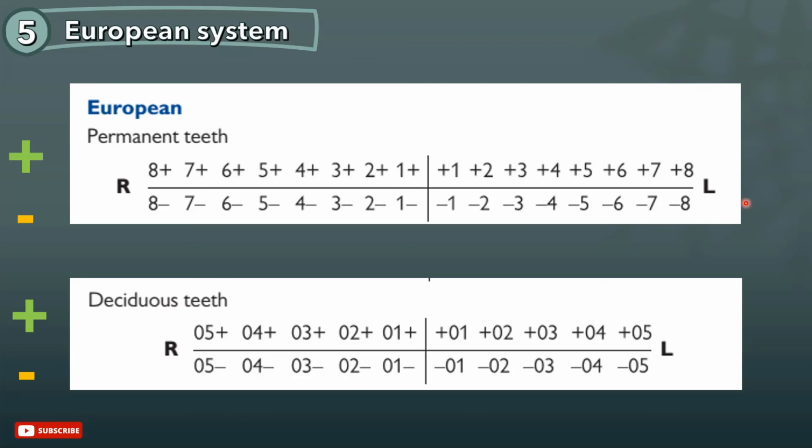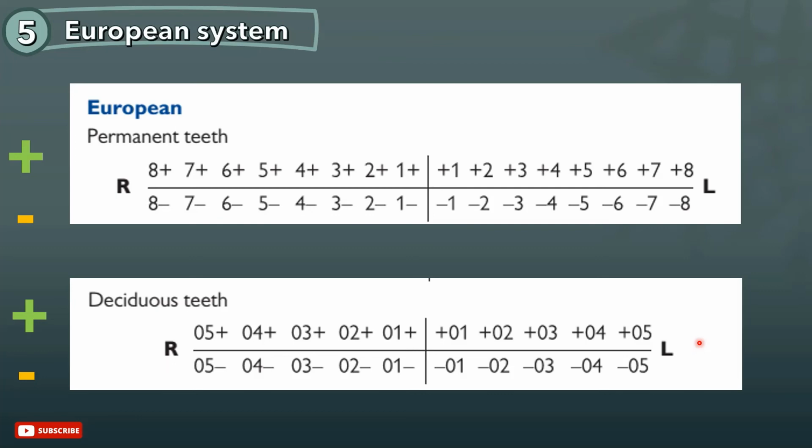Again, for the deciduous teeth, still using the numbers 1 to 5, starting with the central incisor and ending by the second deciduous molar. The plus or the positive sign is for the upper arch, and the minus or the negative is for the lower arch. Putting the symbol on the right of the number means that it's the right side of the patient. Putting the sign on the left of the number means it's the left of the patient.